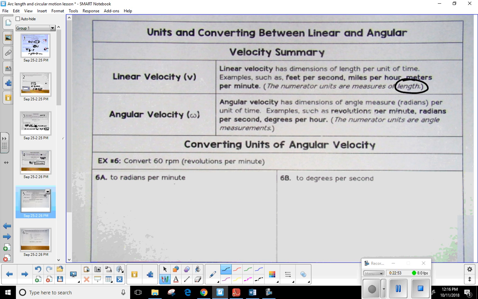Now for angular velocity, we have this curvy little W right here. What do we call him? Starts with the O. Omega. He's the Greek letter omega. It has dimensions of radians per time, just like I told you a second ago, always radians per time. So revolutions per minute, radians per second, even degrees per hour. Because at this point, can degrees and radians be equivalent? Yeah, we can convert from one to the other, so absolutely. The numerator units are angle measurements.